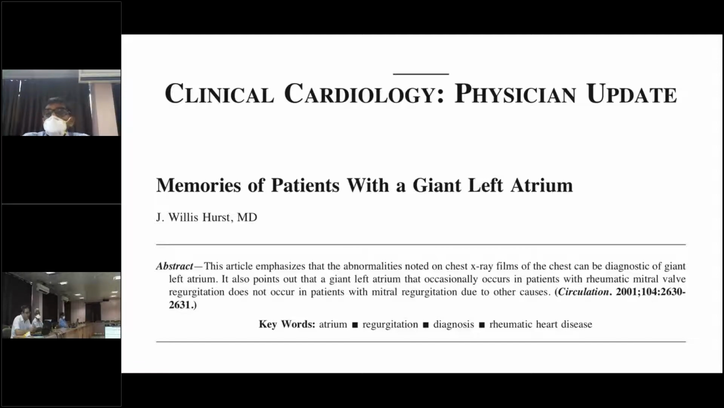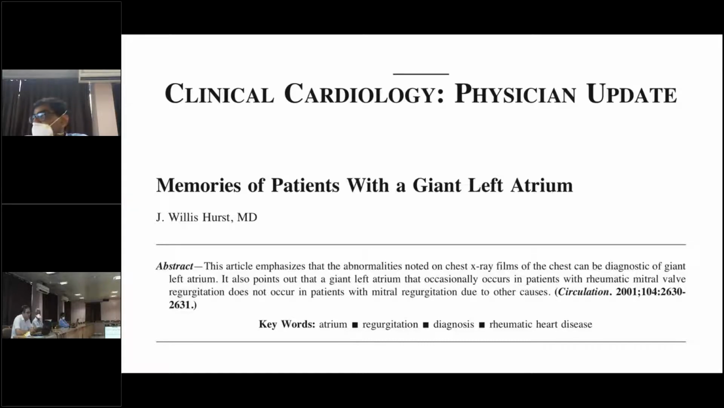And in India, we have been seeing the disease in all spectrums of ages and durations. So we sometimes find this also. The other observation which he makes, which most of us have also observed, is that giant left atrium is a problem of mitral regurgitation rather than mitral stenosis.